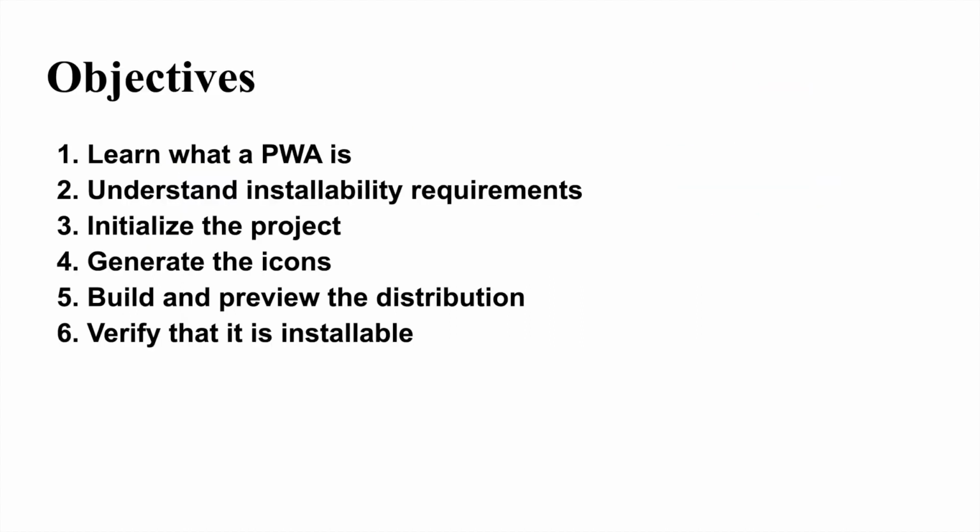These are our objectives. First, we need to define what a PWA is. Second, it is critical to understand how to make your PWA installable. Next, we initialize the project and install the plugins. We need to generate a set of icons. This is an important step in ensuring installability. Finally, we will build and preview the application and use the browser and browser console to verify that it is installable.